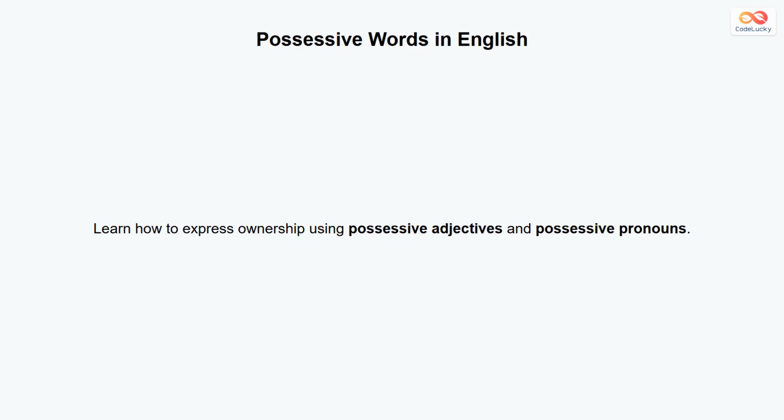Possessive words show who owns something or who something belongs to. In English, there are two main types of possessive words: possessive adjectives and possessive pronouns. Possessive adjectives come before a noun to describe it, while possessive pronouns replace the noun entirely. Understanding the difference helps in speaking and writing clearly.